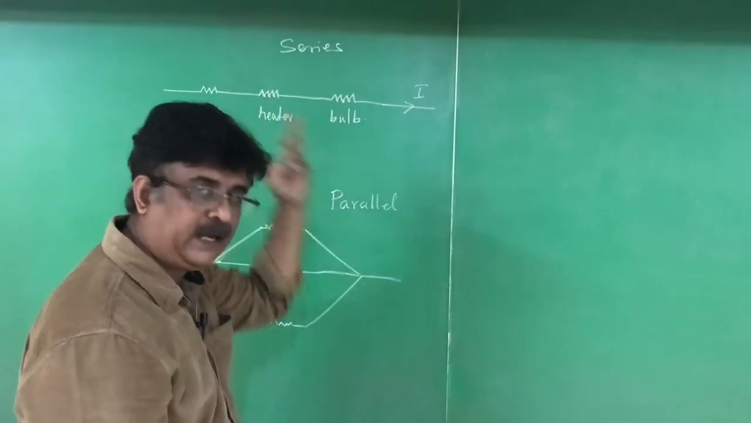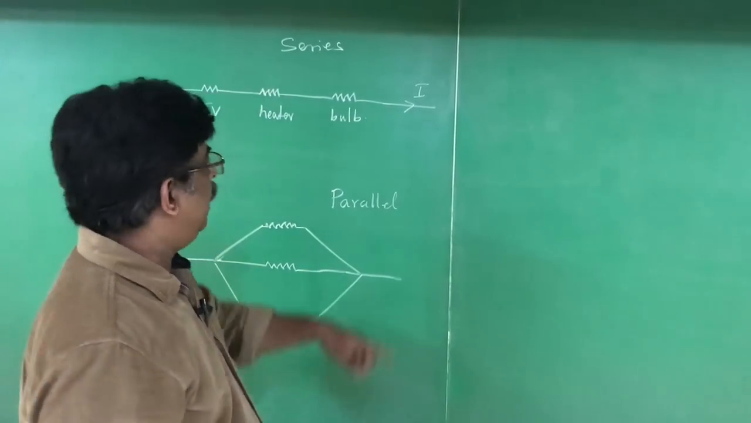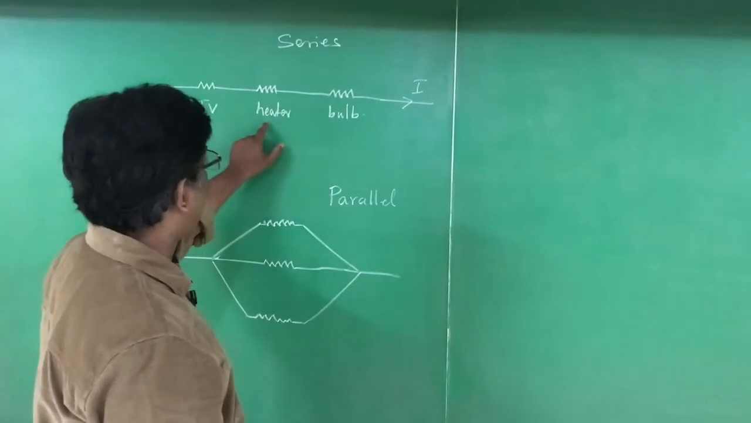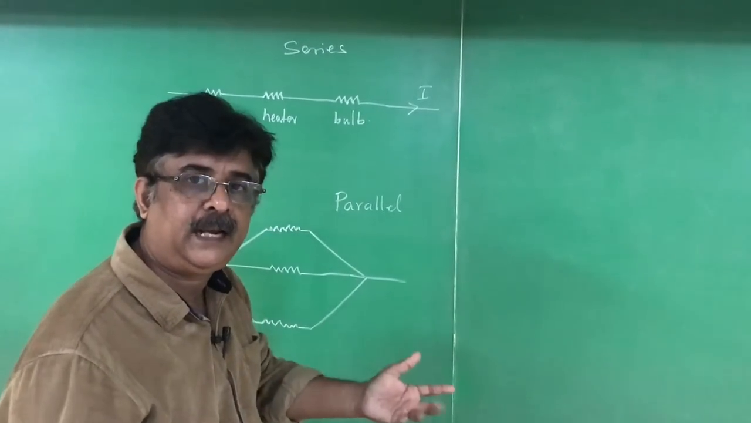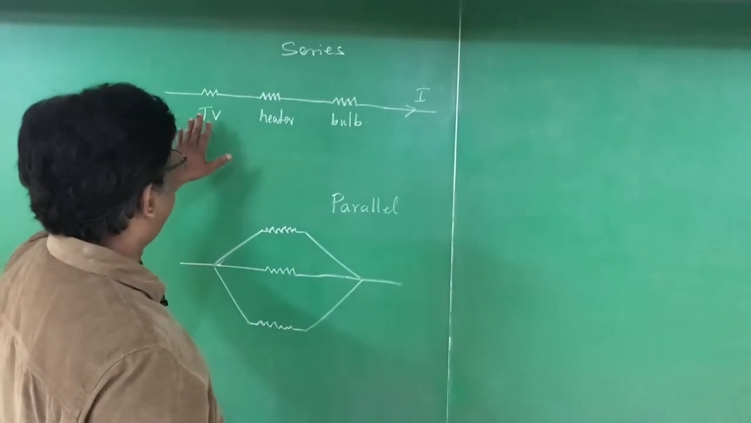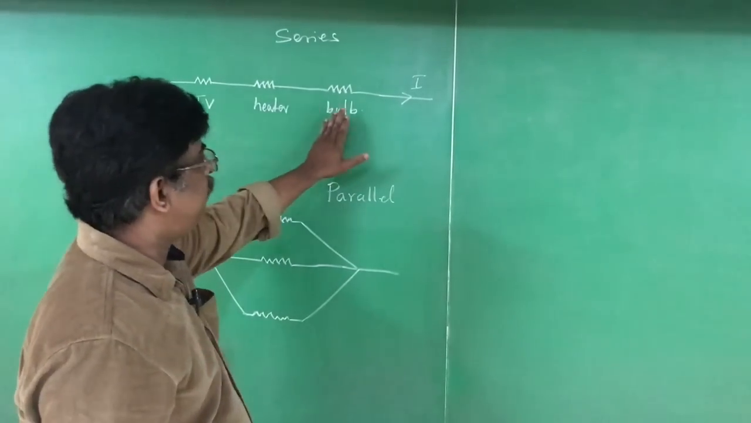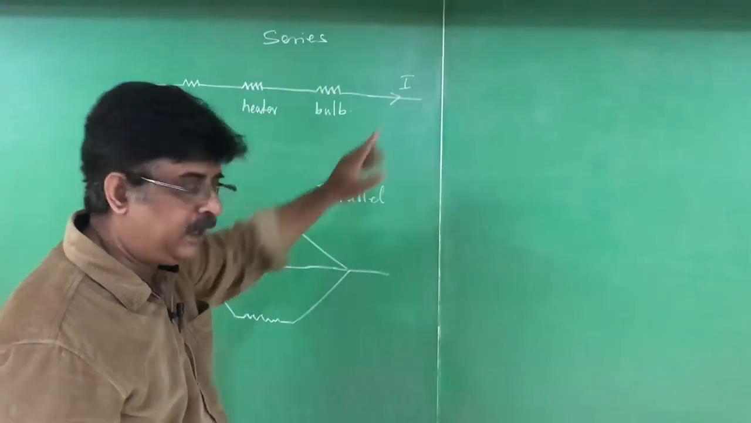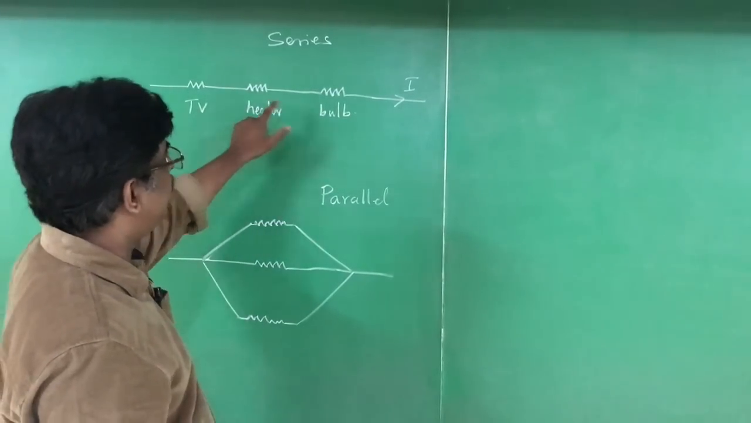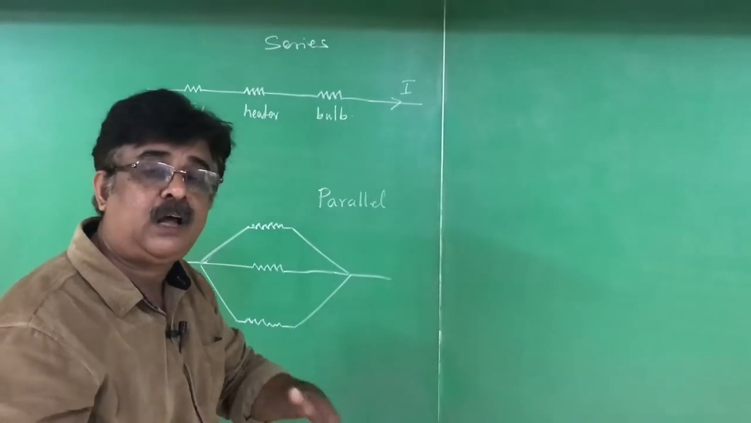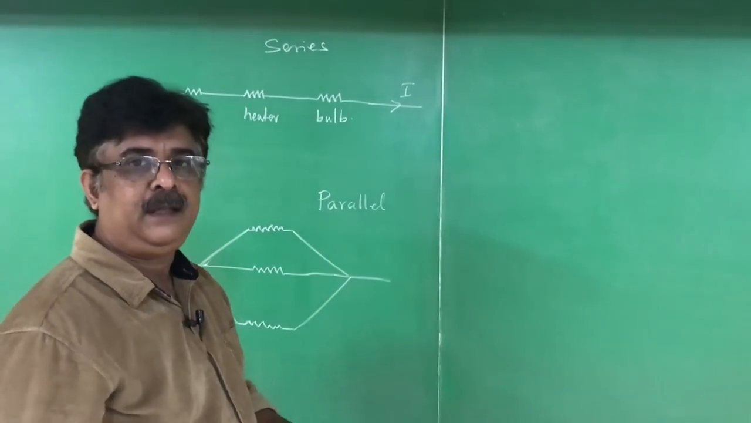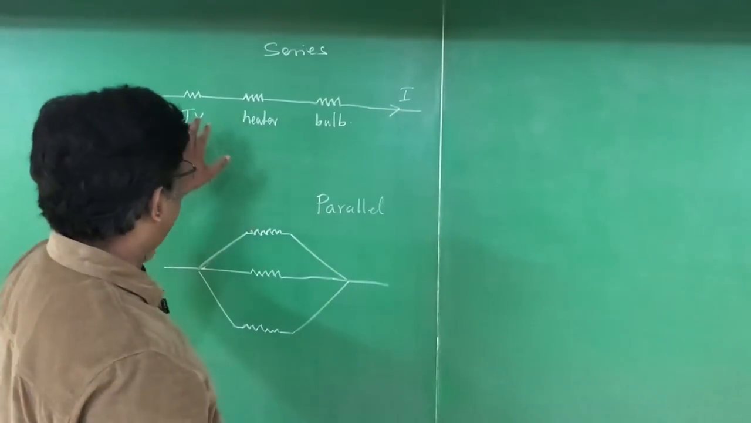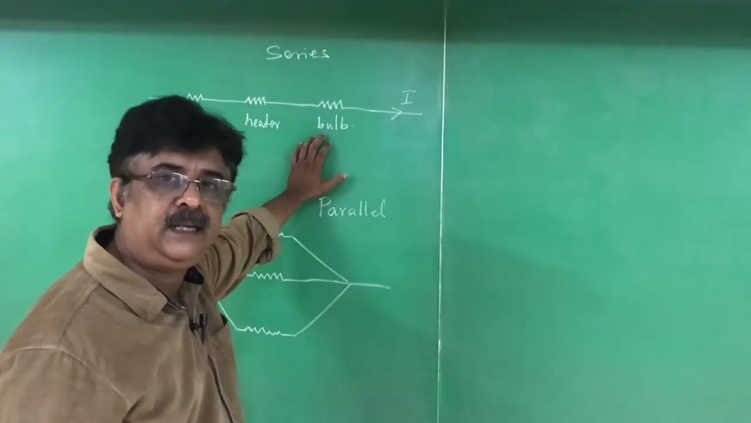Why? Because the bulb doesn't require that much current at all. Suppose we supply the current required for the bulb, the heater cannot work at all. The heater requires more electricity. Therefore, practically it is impossible to connect all devices in series because different devices require different amounts of electric current to work. Therefore, for domestic purposes, we don't connect the gadgets or resistors in series.